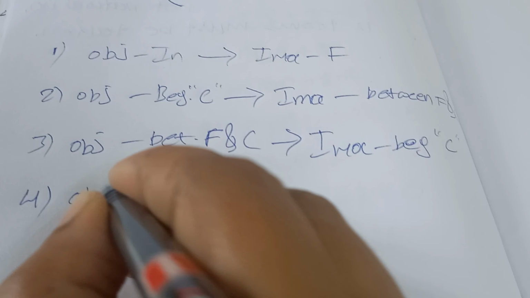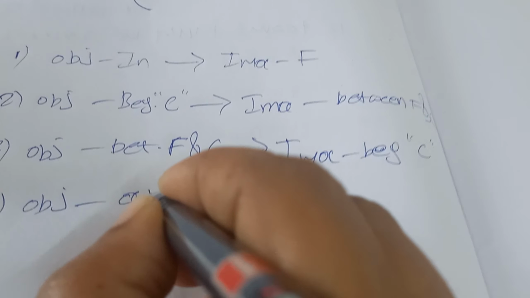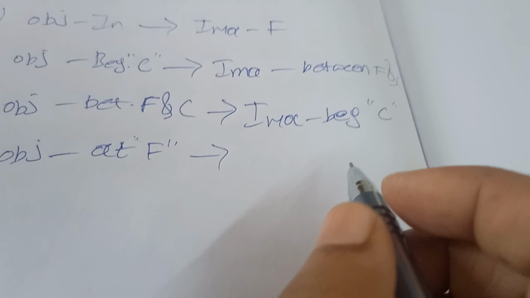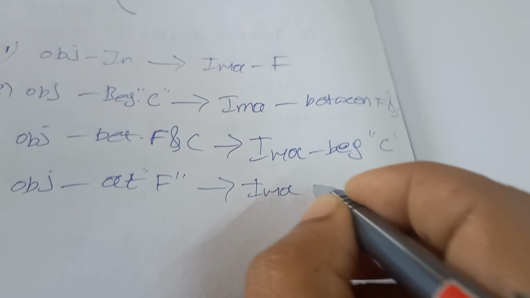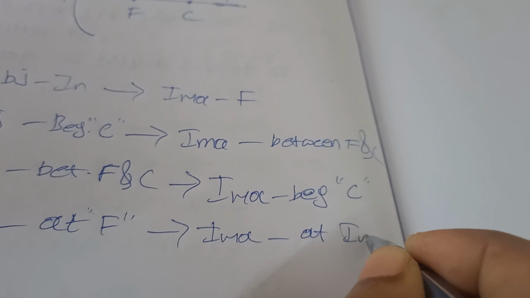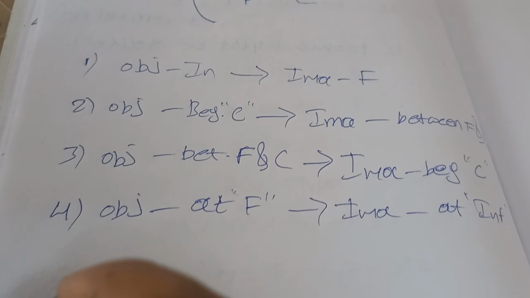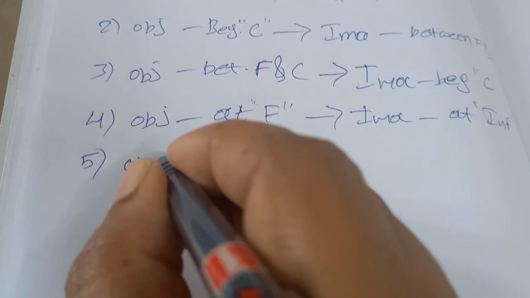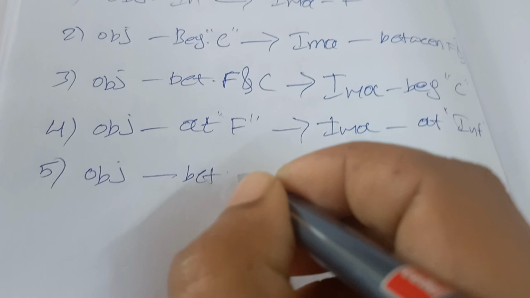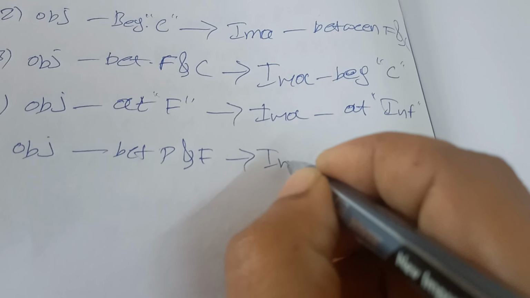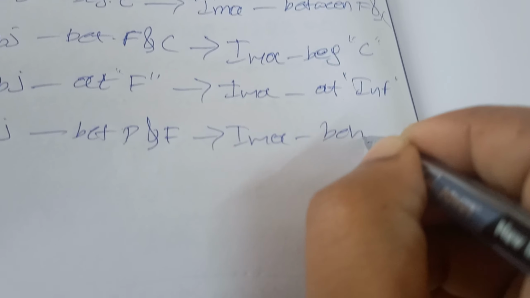Object at F, the focus, image at infinity. Next, object between the pole and focus, image behind the mirror.